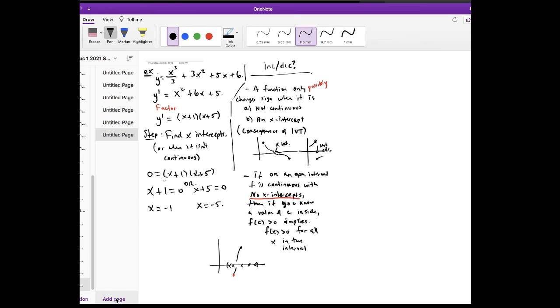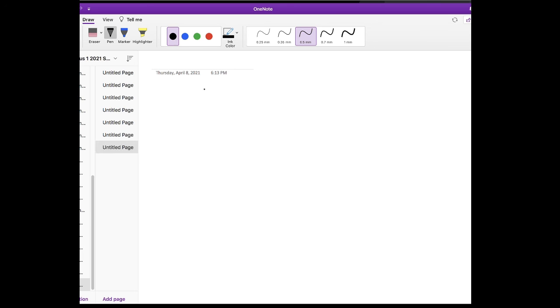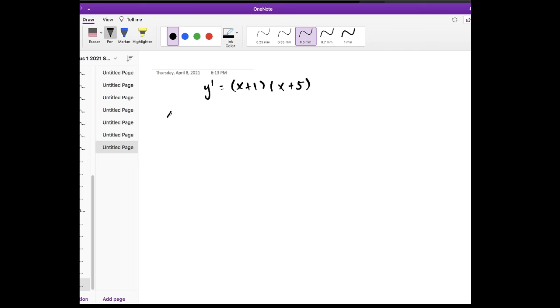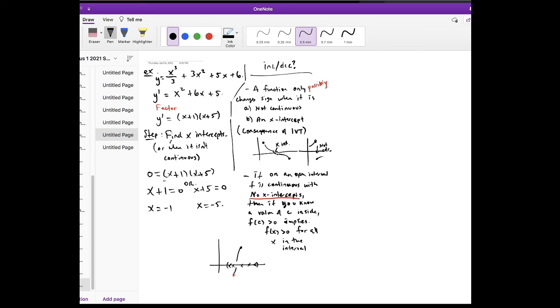Okay, so I'm just going to rewrite the question. So we had y prime is equal to (x + 1)(x - 5) + 5, and we had the zeros of the derivative, which are -1 and -5. Oh, by the way, I mean x-intercepts of the derivative, of course not the original function, if that wasn't clear.